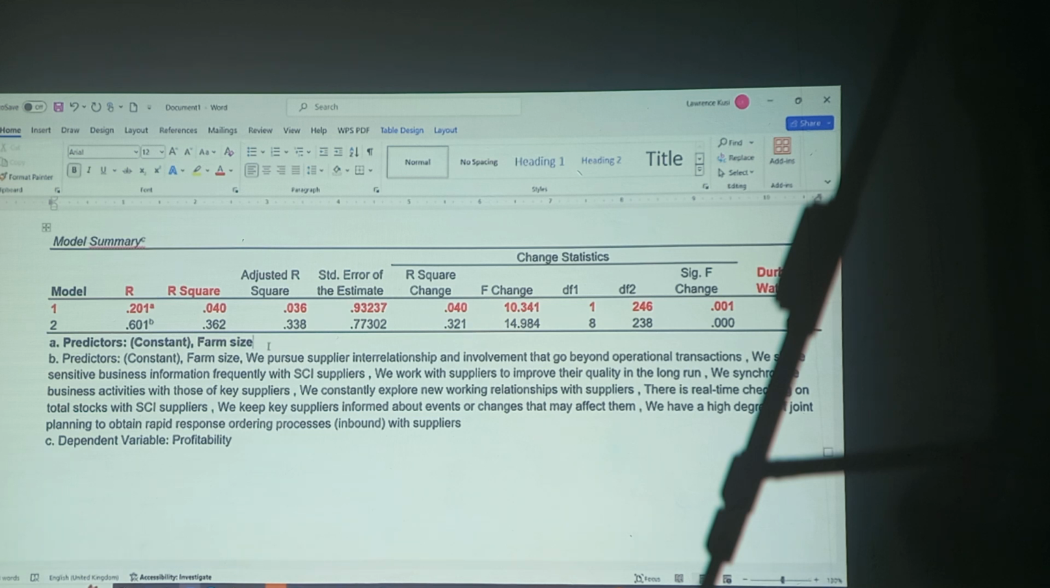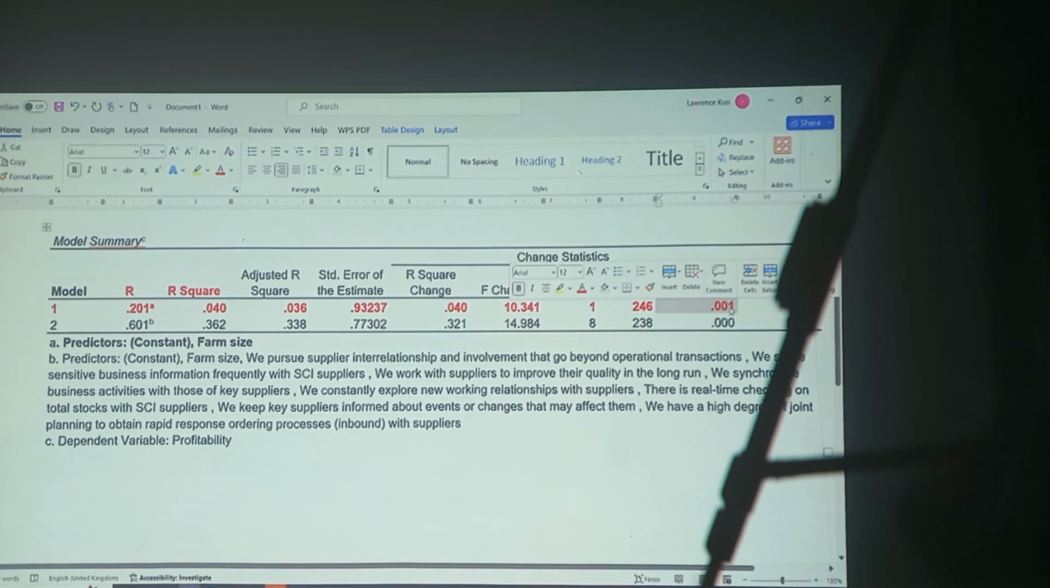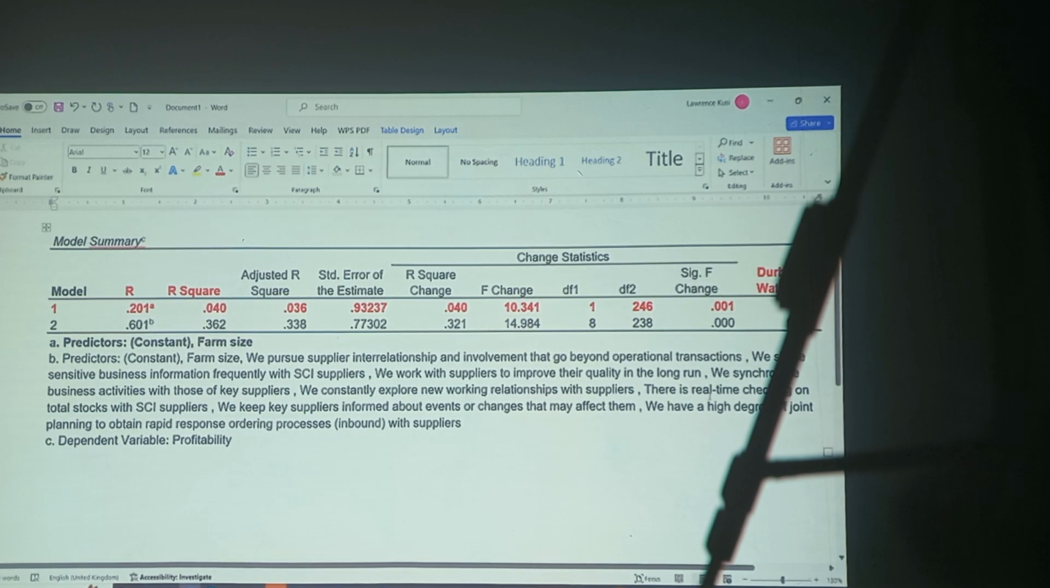Okay. Now, is this contribution significant or not? Go to the significance F change. Is it significant or not? Significant because it is less than the threshold. Good. So that is how we interpret the first block. Let's go to the second block. The second block, look at the predictors. Constant and what?